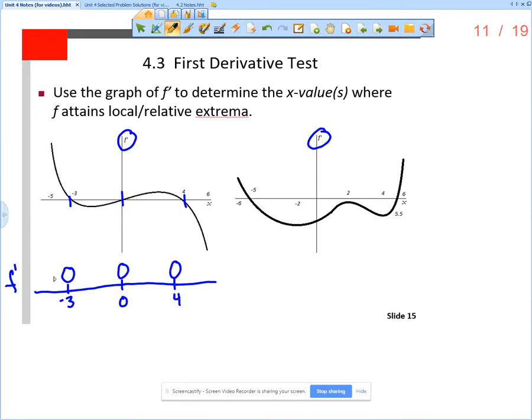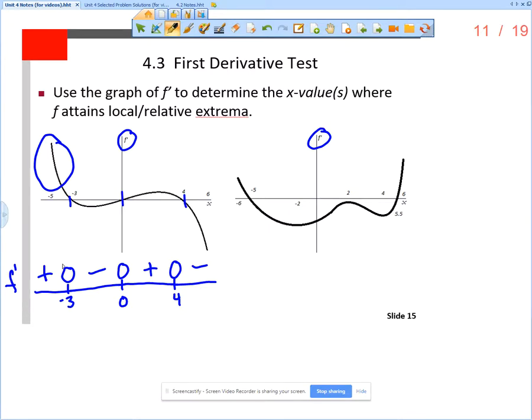All right, so now, what is f prime to the left of negative 3? Well, remember, this graph is above the x-axis, so f prime is positive. All right, what can you say about f prime between negative 3 and 0? Well, it's below the x-axis, so it's negative. All right, what can you say about f prime between 0 and 4? It is positive. And what about to the right of 4? It is negative.